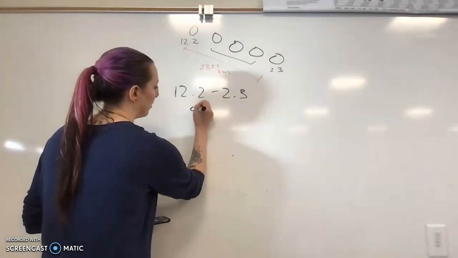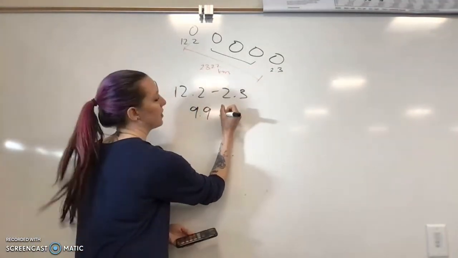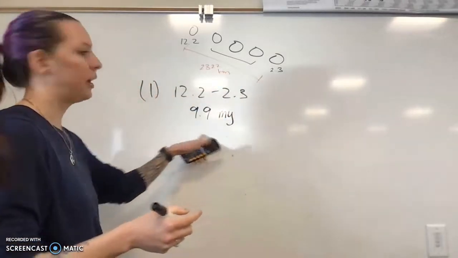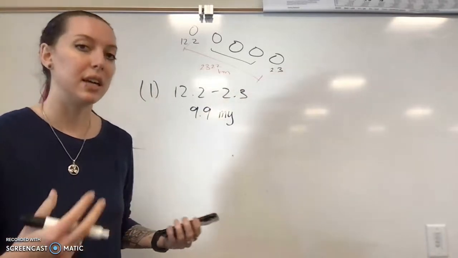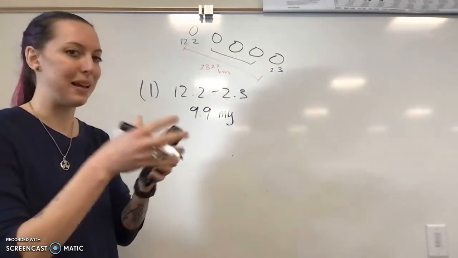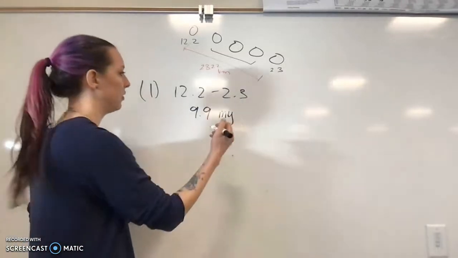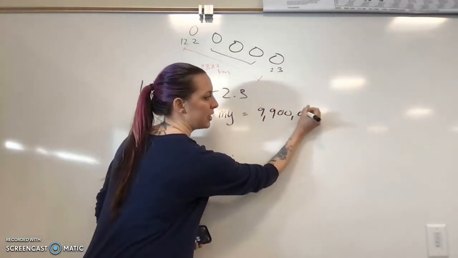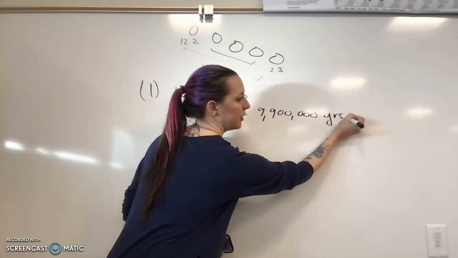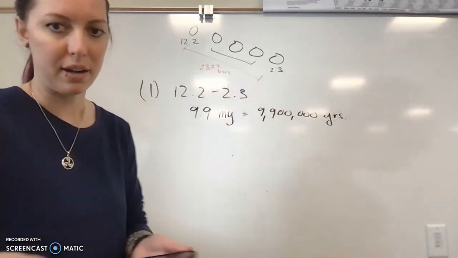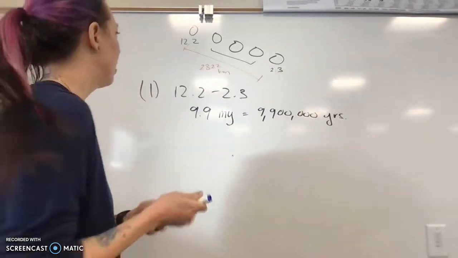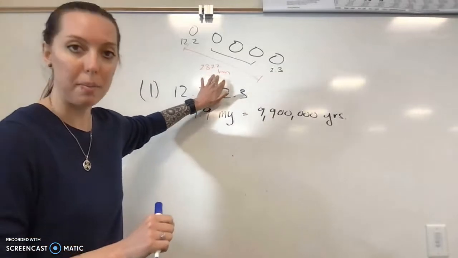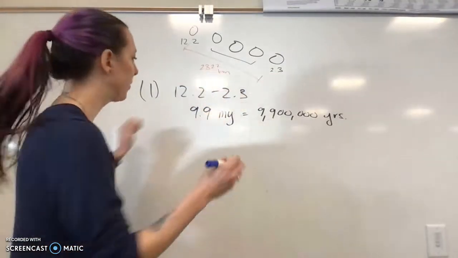9.9 million years. Sorry, I didn't indicate that initially. So 9.9 million years. That's technically in scientific notation, so let's expand it out. So this would be 9,900,000 years. Right? Now our next step is to convert our kilometers to centimeters.